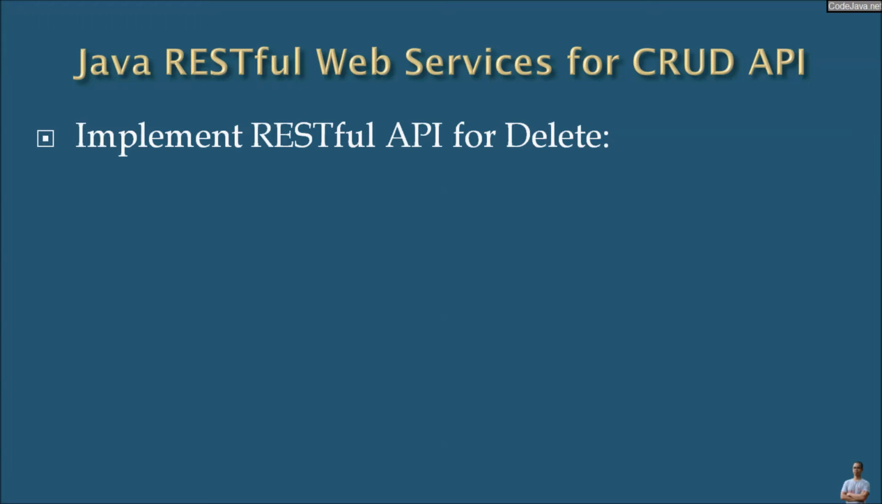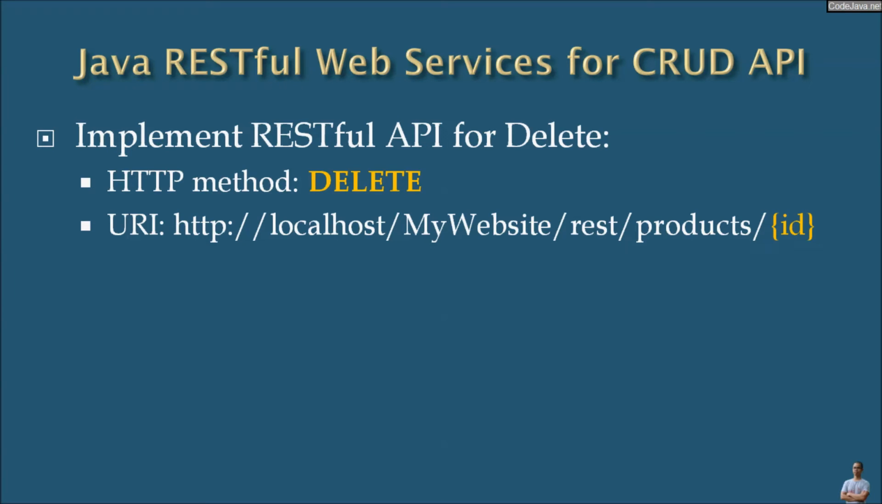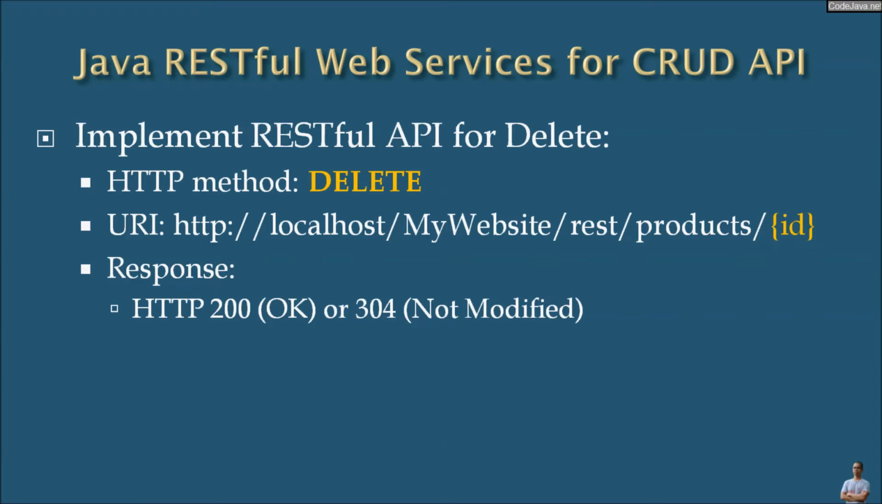And let's implement the RESTful API method for delete operation. To delete a product, the client must send a request in HTTP DELETE method, and the URL of the request is like this, with the ID of the product at the end of the path, and the server returns response HTTP 200 if the product has been deleted successfully, or HTTP 304 if the product is not found, so the request results in resource not modified.